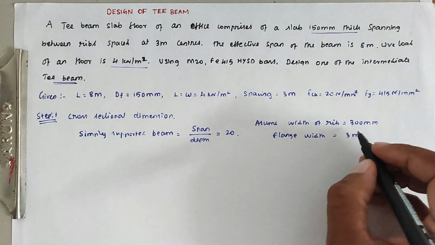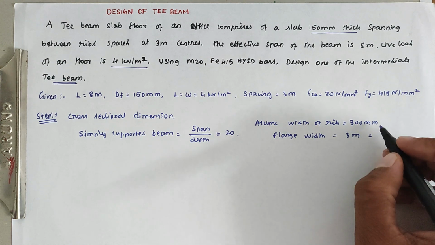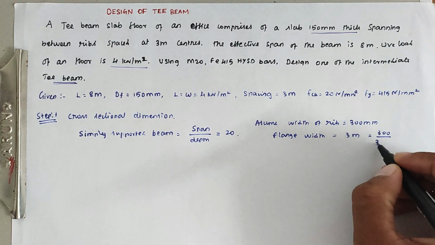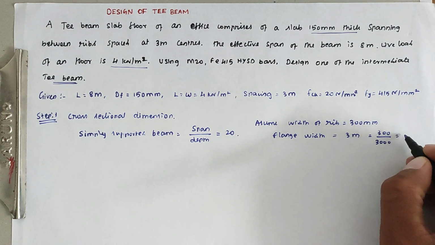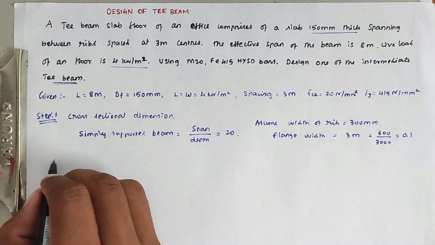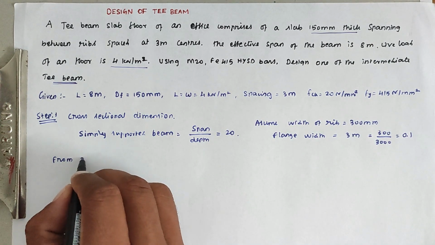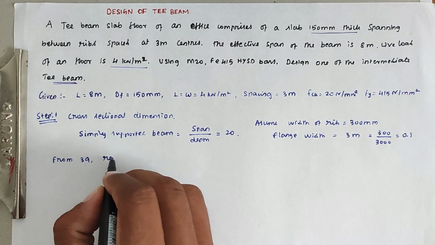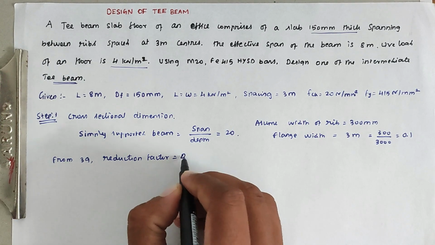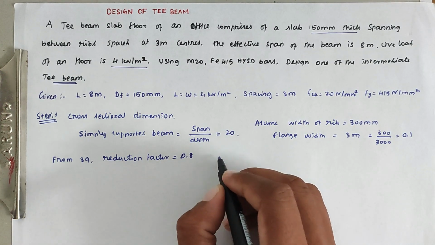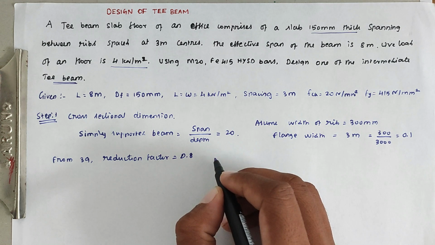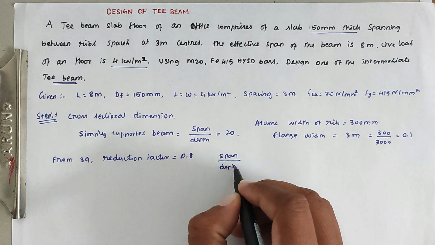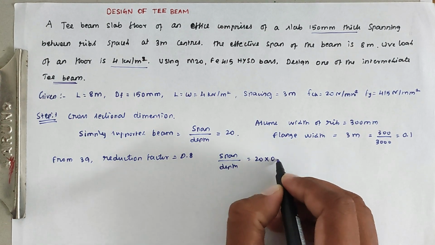Now the ratio between the rib and the flange: 300 divided by 3000, that is 0.1. Now we take the value from the IS 456 chart, and we get the reduction factor as 0.8. So now we have the span by depth ratio as 20 into 0.8.